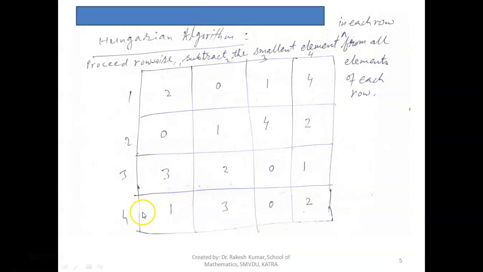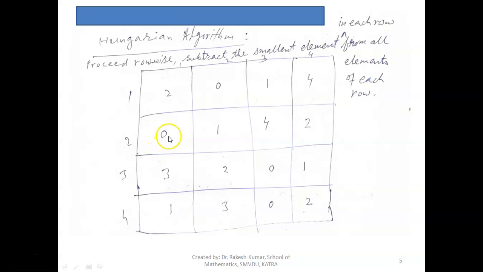What to do next? If you have proceeded row wise first, then you have to proceed column wise. And if you had proceeded column wise first, then we have to proceed row wise. Here we have proceeded row wise first, so now we have to proceed column wise and do the similar thing with all these columns. Select the lowest cost and subtract it from all other elements.